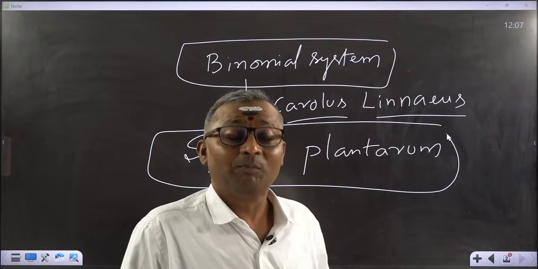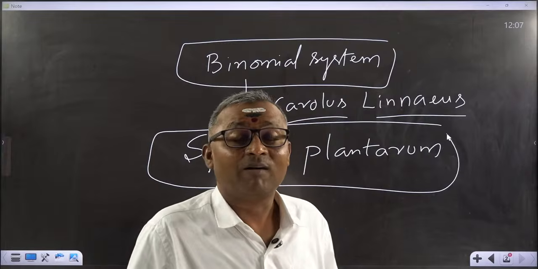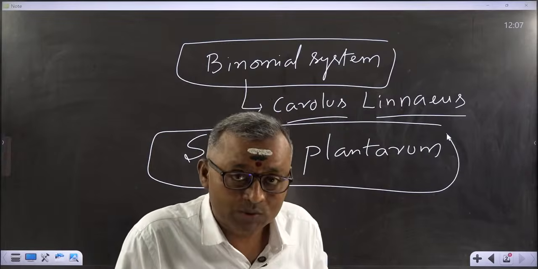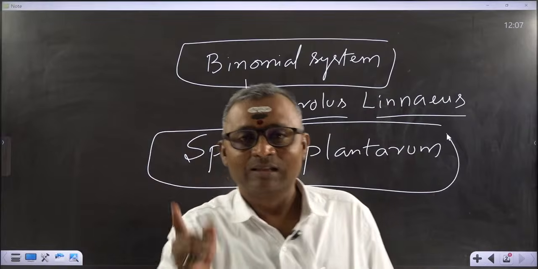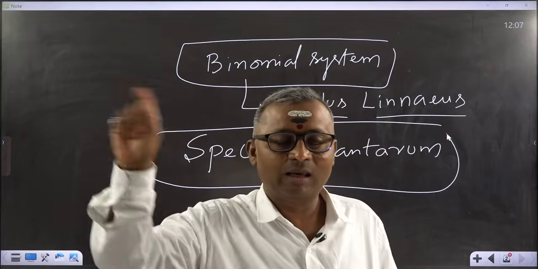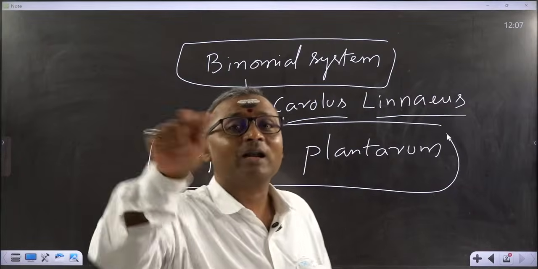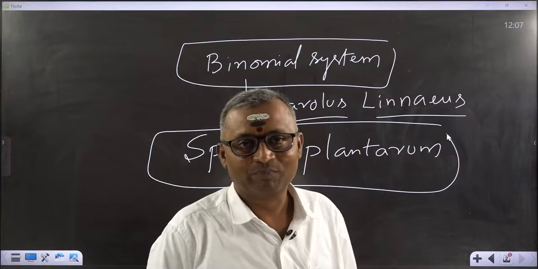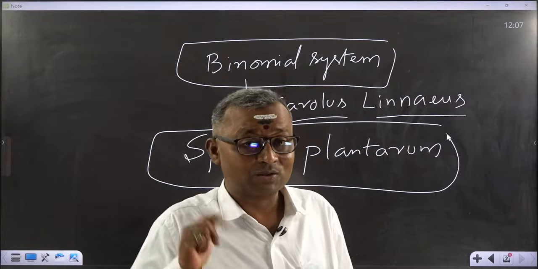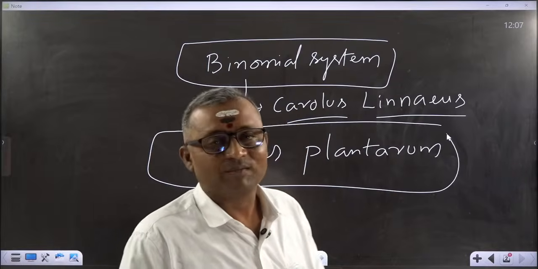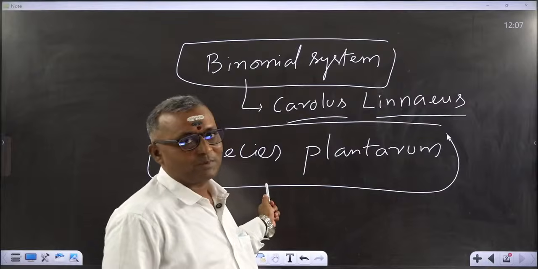Systema Naturae was the book written by Linnaeus in which, for the first time, he used the term systematics. The word systematics came into existence based on his book Systema Naturae. Understood? So that is the importance of this. But that book is different and Species Plantarum is different.